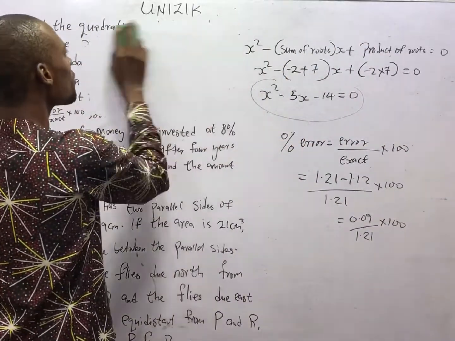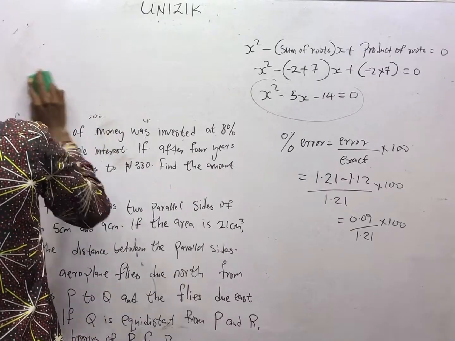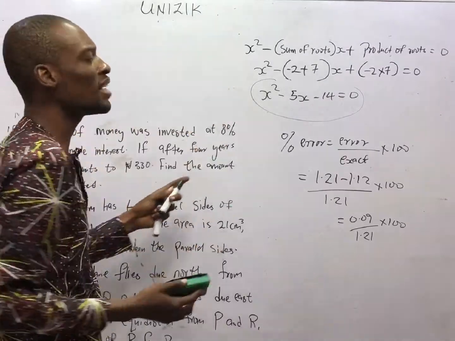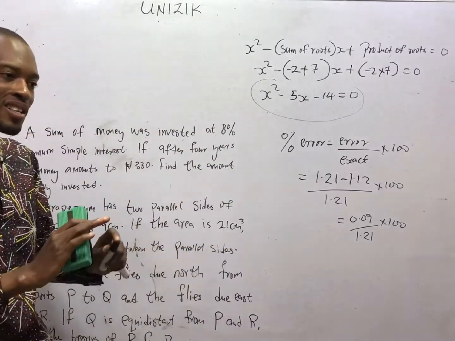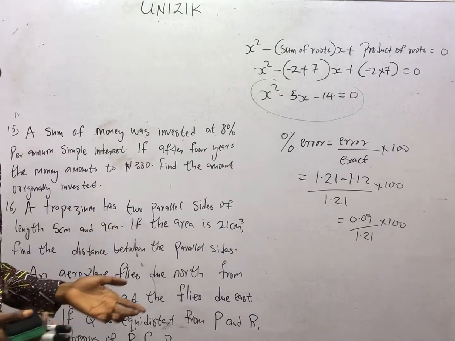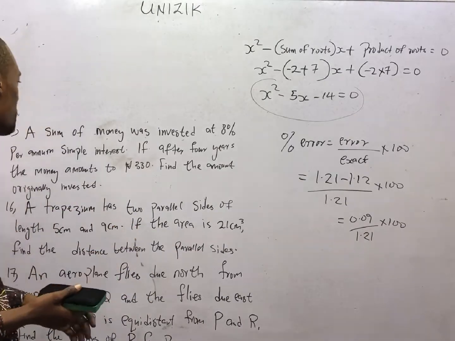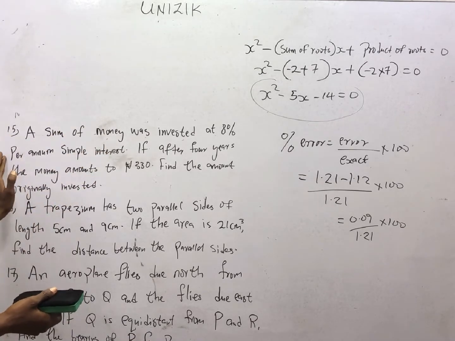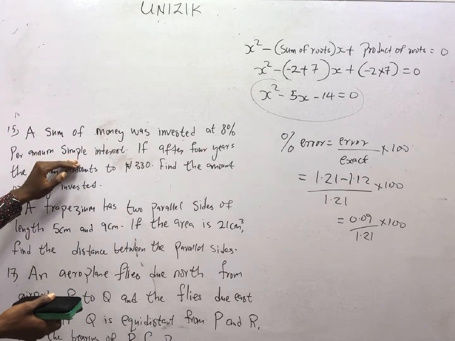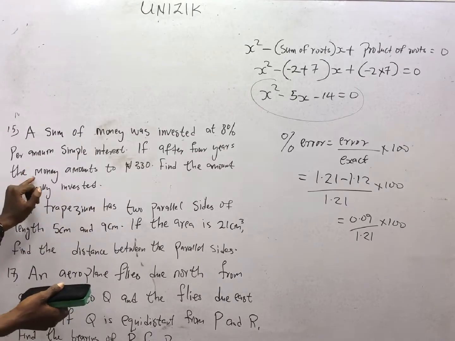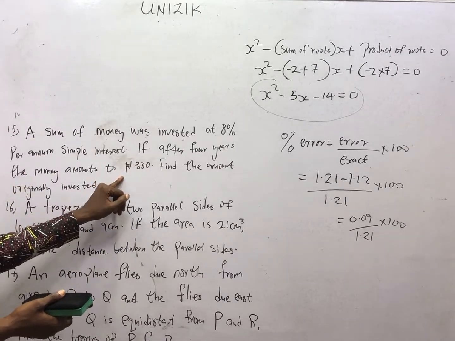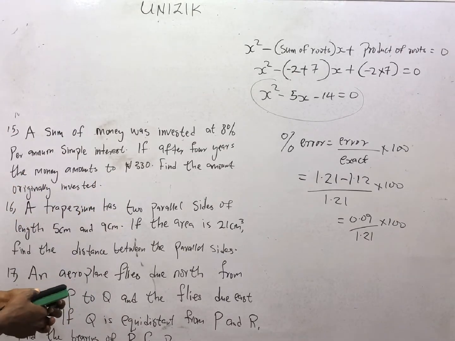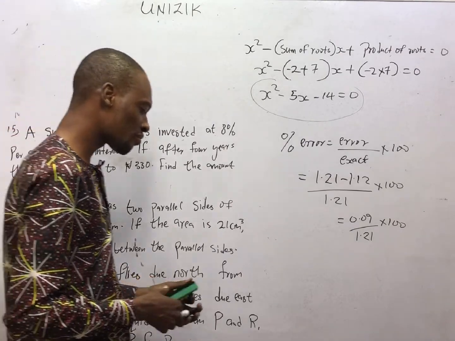So there are questions under percentage profit and loss in Unizik post-UTME. Most of them require you to have the knowledge of the formula and substitute or change subject of the formula as the case may be. And here it says, a sum of money was invested at 8% per annum simple interest. If after 4 years the money amounts to 330 naira, find the amount originally invested.